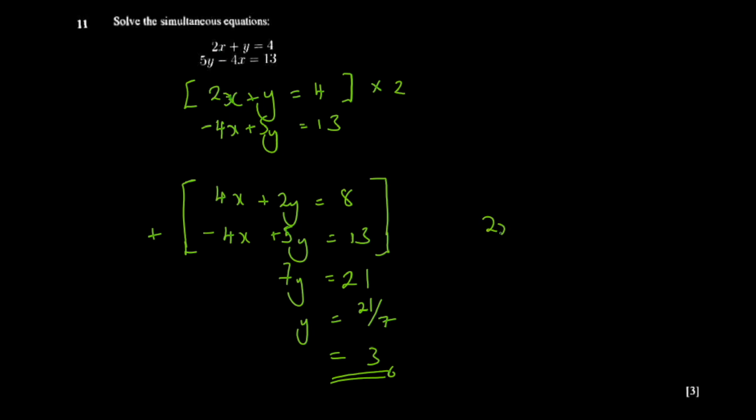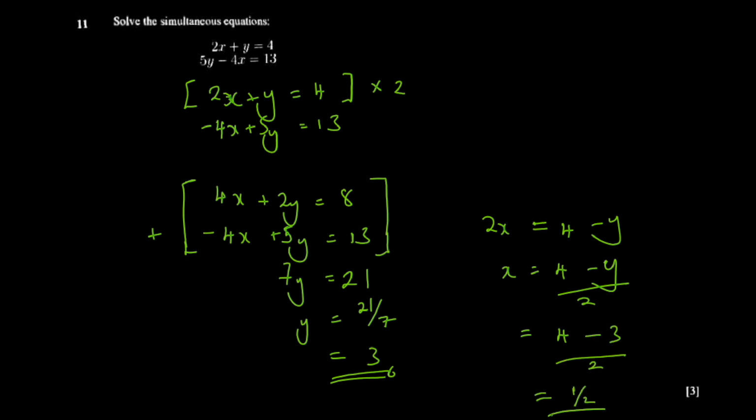So I can say 2x equal to 4 minus y here. So x is equal to 4 minus y over what? Over 2. So it'd be 4 minus 3 over 2. You get what? 1 over 2, exactly. Still the same answer. That's how you'd solve it.